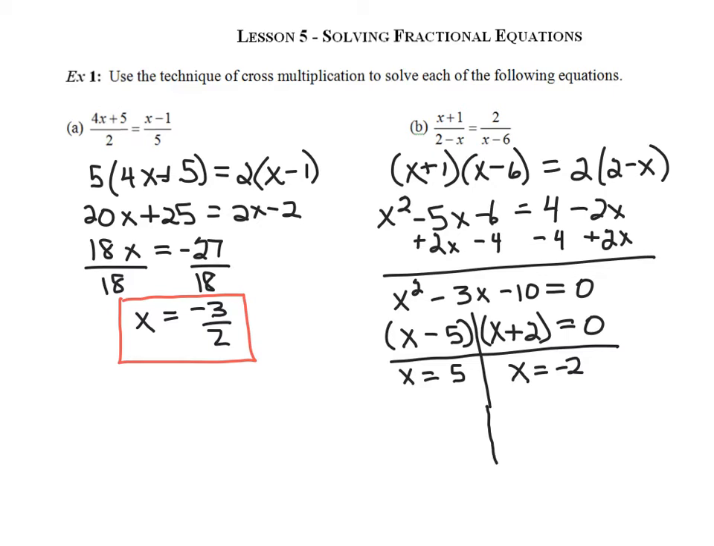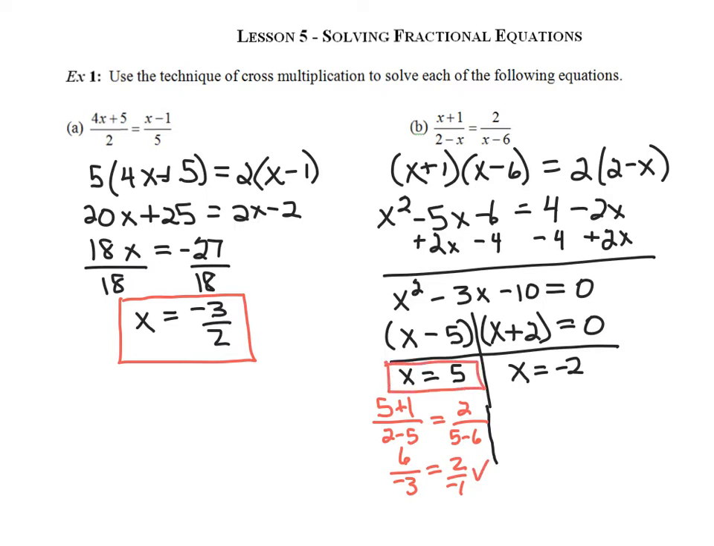Now I want to check both solutions, so I'm going to start with 5 and say 5 plus 1 over 2 minus 5, does that equal 2 over 5 minus 6? On the left side, I'm getting 6 over negative 3. On the right side, 2 over negative 1. Yes, those are equivalent to each other, so x equals 5 works.